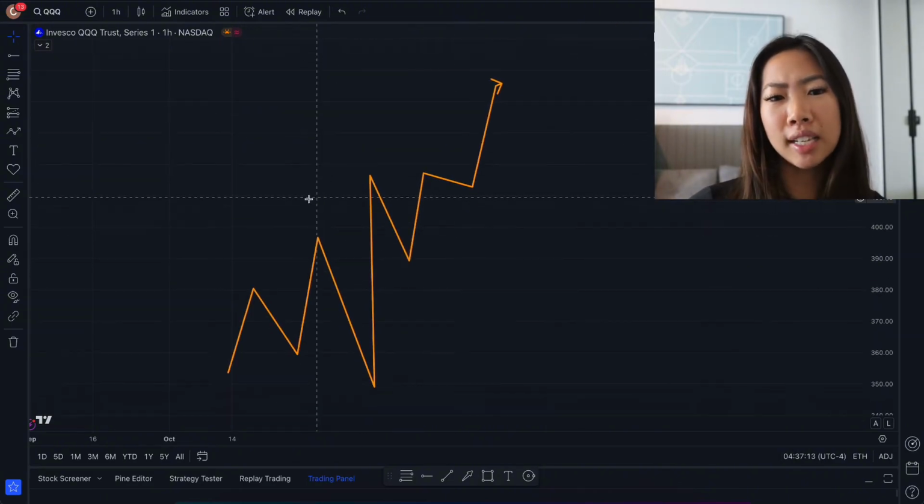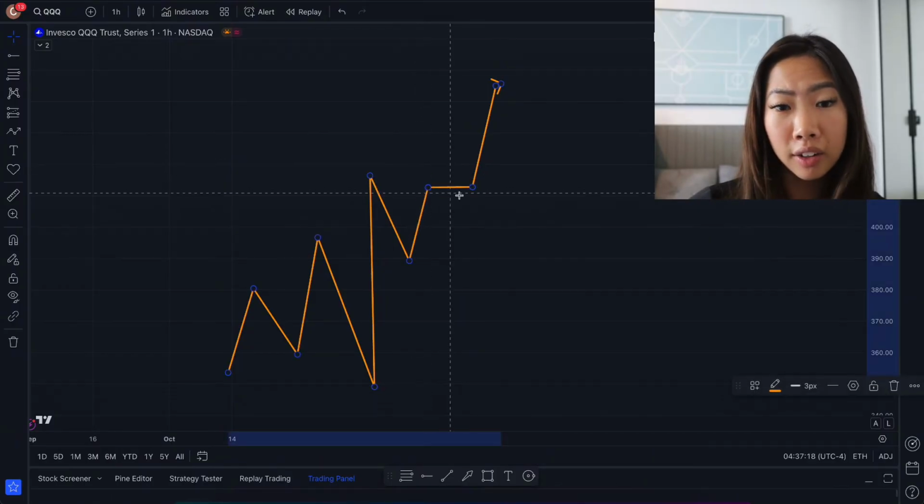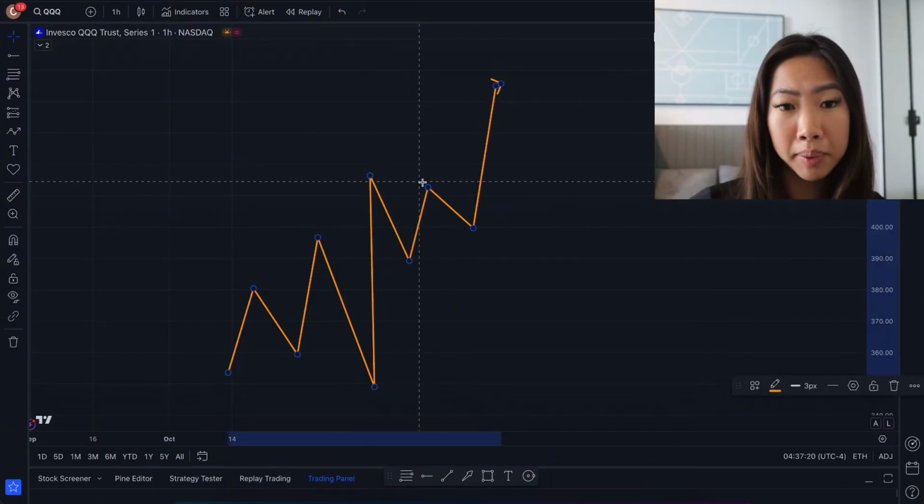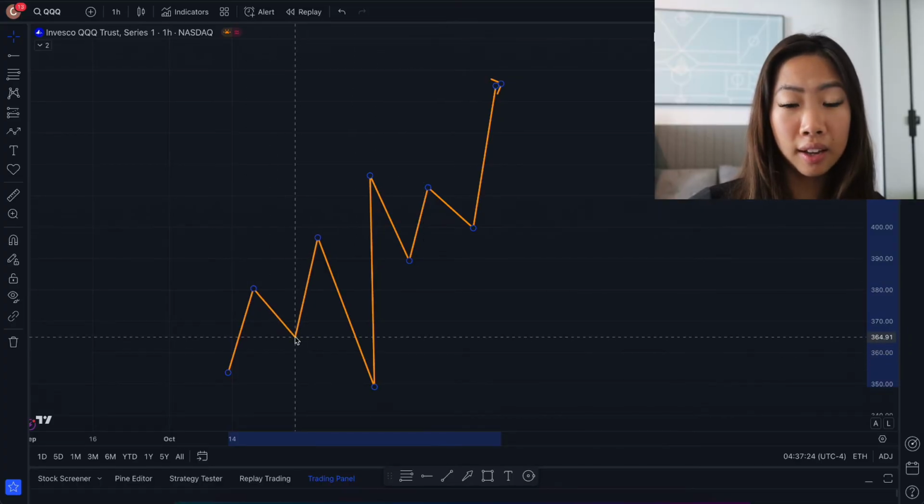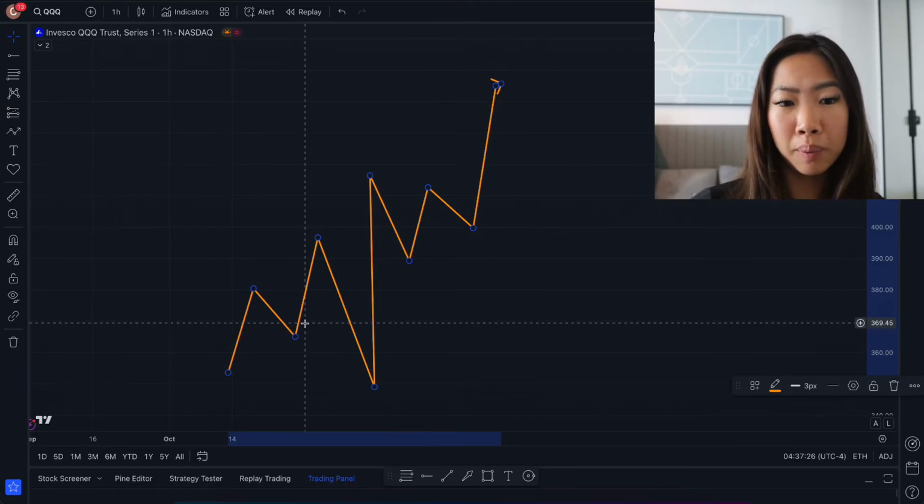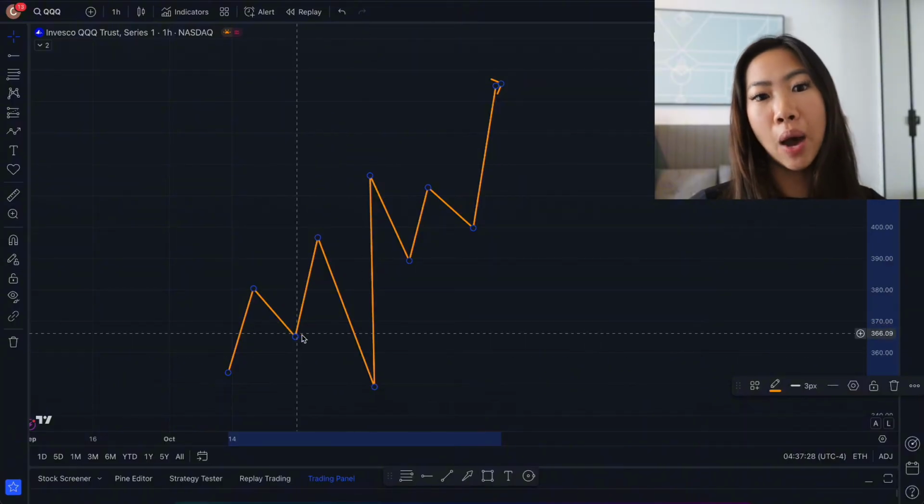Because it doesn't look as clean as high, high, high. Right here, it's a lower high. This is a high, but then it's lower. Down here, this is a higher low, but then this breaks the low. Now it's a lower low.